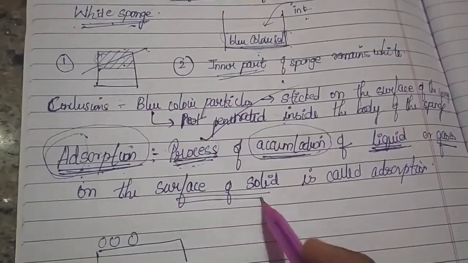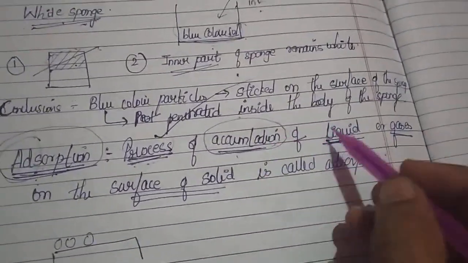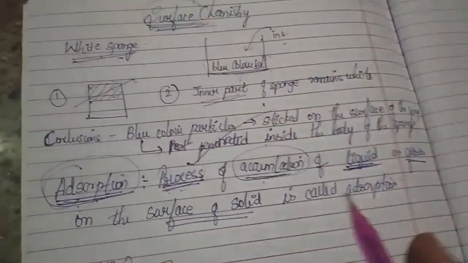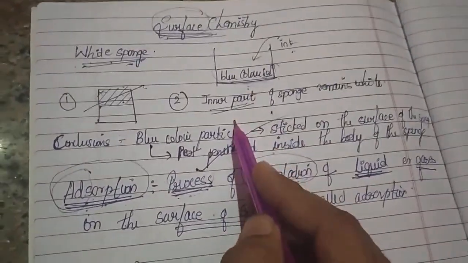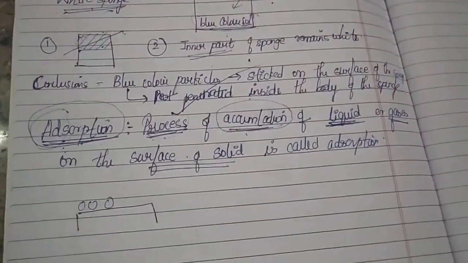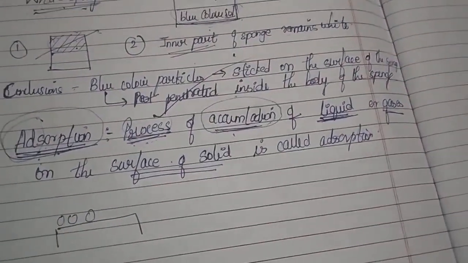Yes. So in the example, your sponge can be considered as what? The surface of the solid, on which accumulation of your liquid is taking place. Right? So that was the reason it could be called as the adsorption process. In the adsorption process, we are dealing with all three states of matter. It may be individually any two.